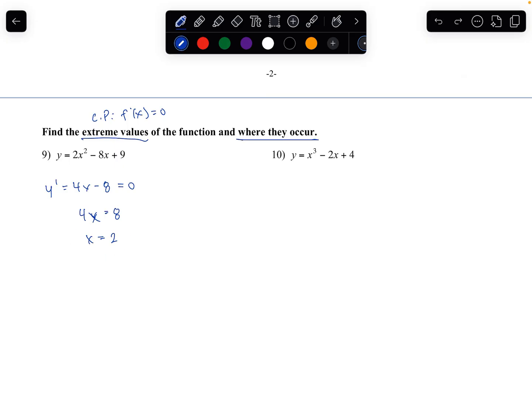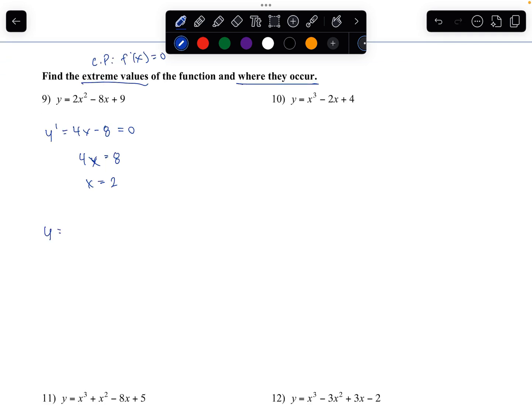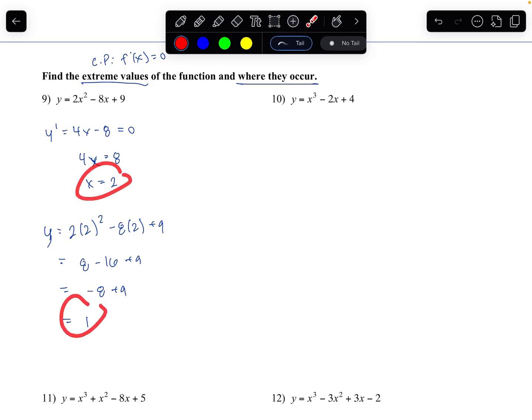And what is it? What you're going to have to do is plug 2 into the function. So y is going to be equal to 2 times 2 squared minus 8 times 2 plus 9. That's going to be equal to 8 minus 16 plus 9, which is negative 8 plus 9, which is equal to 1. And so the extreme value happens at x equals 2, and the extreme value is 1.